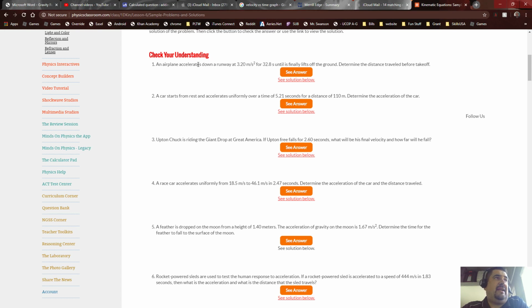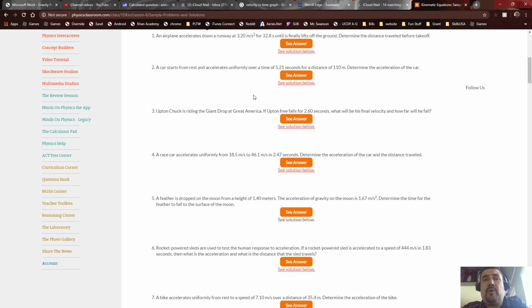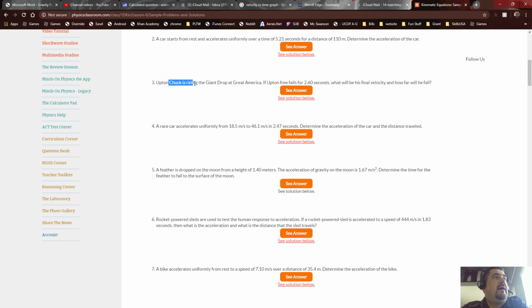First off, this one is not a gravity problem because they tell you the acceleration and it isn't 9.8. A car starts from rest and accelerates uniformly over a distance. Nope, nothing fell, nothing got thrown. Riding a giant drop. This sounds like it might be. If Upton free falls for 2 seconds, what will be the final velocity when falling? Yep, this is a gravity problem. We know acceleration already. It's negative 9.8, and we have time, so we can figure this problem out.